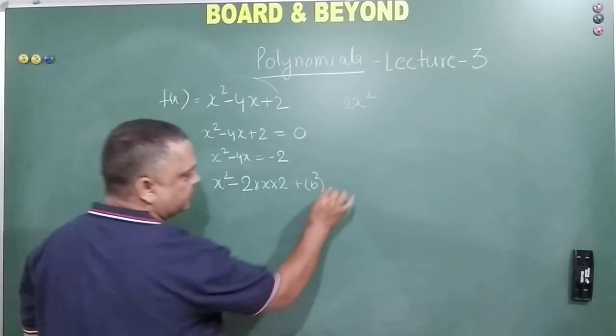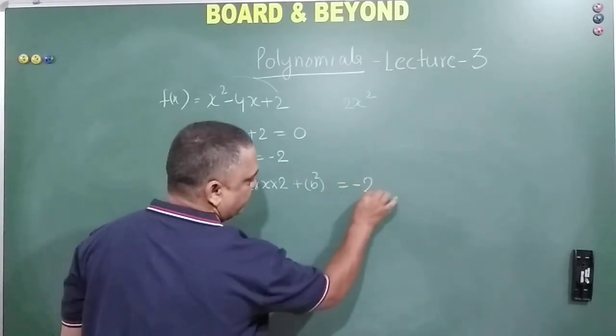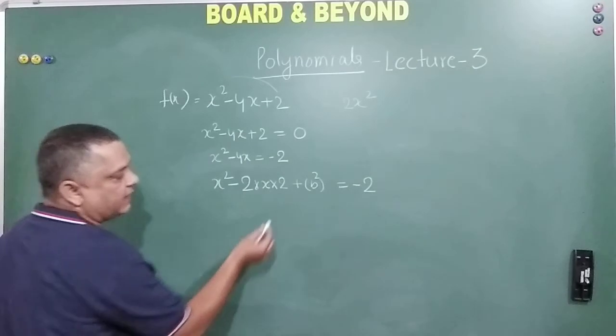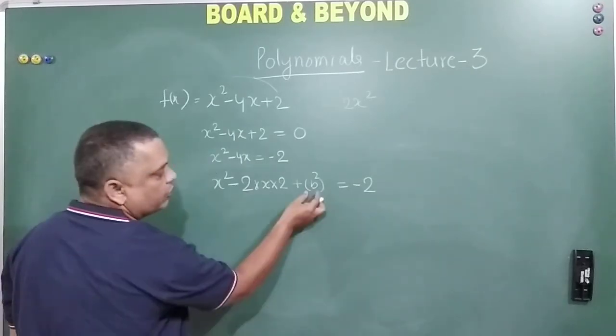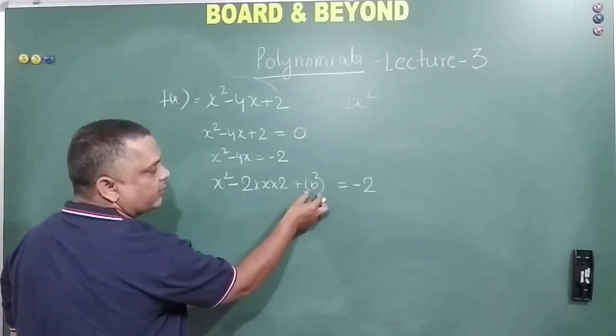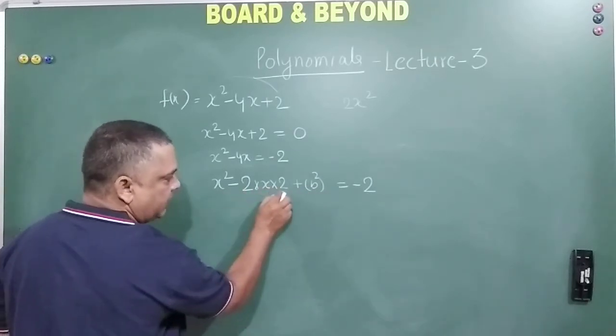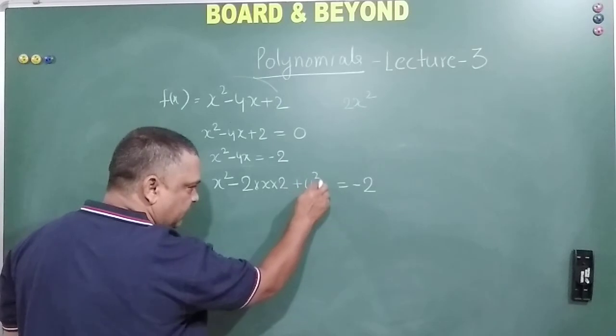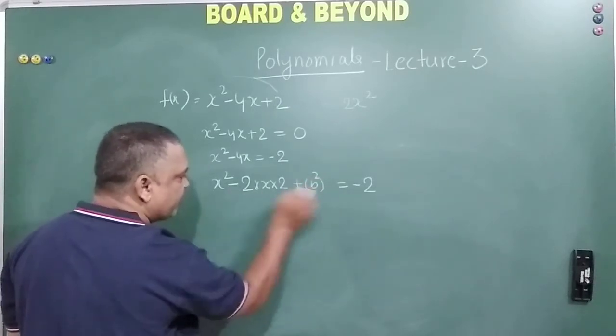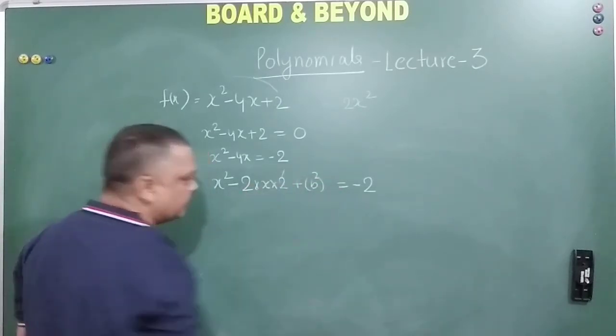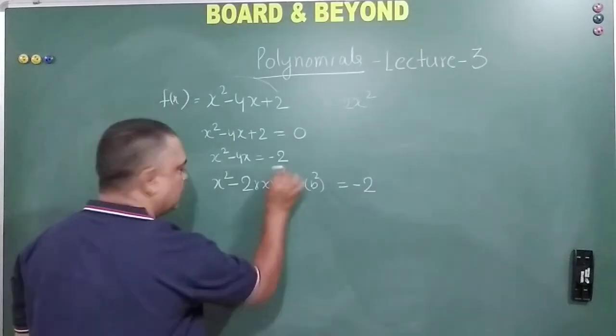Friends, please pay attention here. Minus 2. So what I have done is that I have basically introduced the extra term here. You are getting my point? So x square minus 2ab plus b square. B should be something. Okay. To make it a perfect square, this is b. You are getting this point.